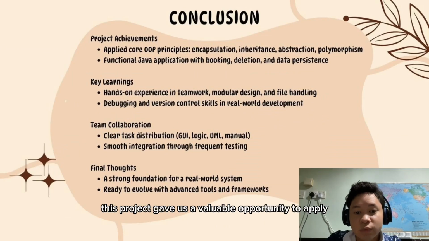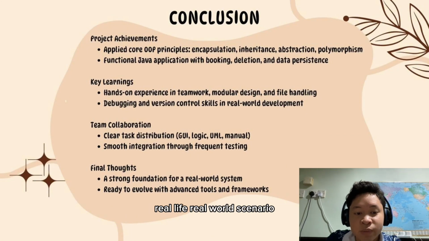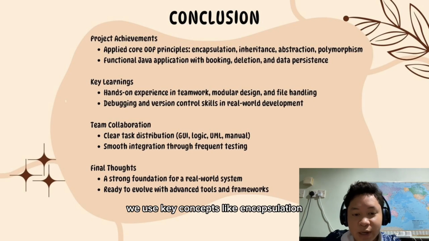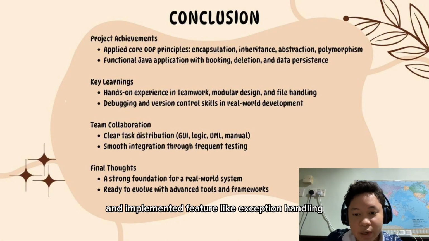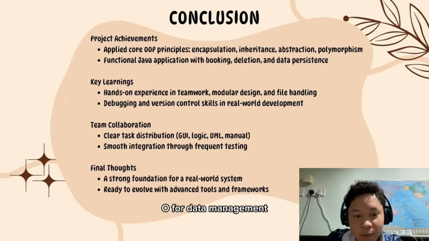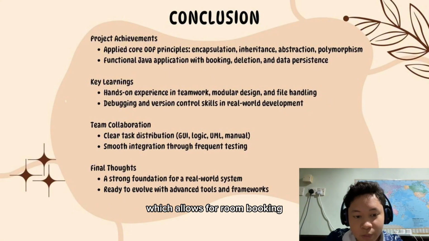To conclude, this project gave us a valuable opportunity to apply object-oriented programming principles in a practical, real-world scenario. We used key concepts like encapsulation, inheritance, and abstraction in the design of our system classes, and implemented features like exception handling and file I/O for data management. A user-friendly GUI was developed using Java Swing, which allows for room booking, cancellation, and data viewing.